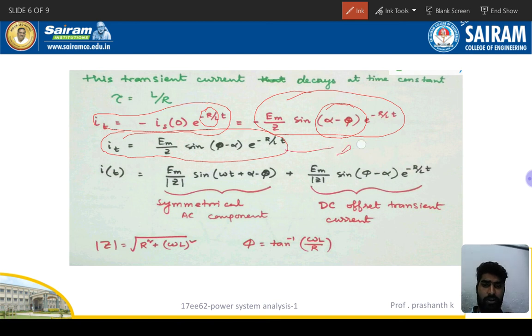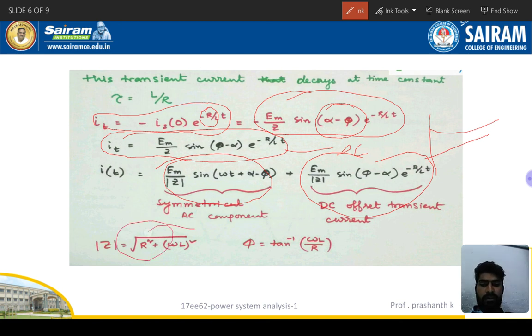This is a DC offset component. So e raised to minus (R by L) t is there. DC offset like this will be slowly decaying. So in i(t), this one is the AC component and this one is the DC component. i is equal to Im sin(ωt + alpha − φ) minus Im sin(alpha − φ) e raised to minus (R by L) t. So impedance will be there, and then phase angle also will be there.